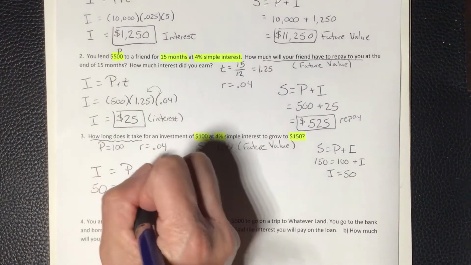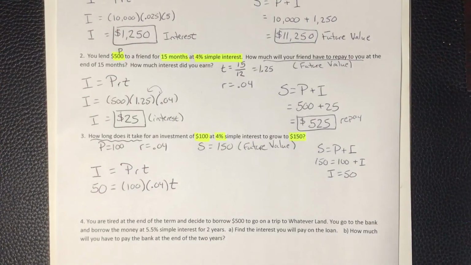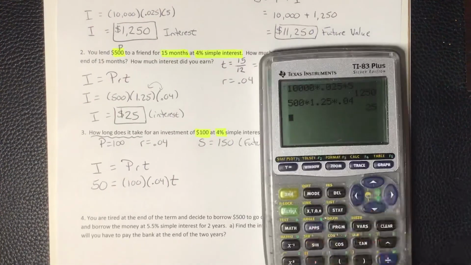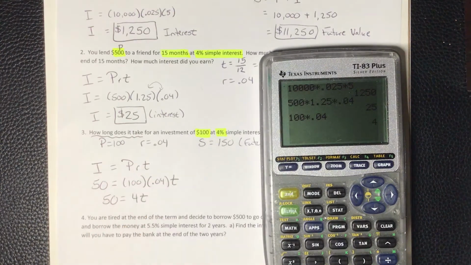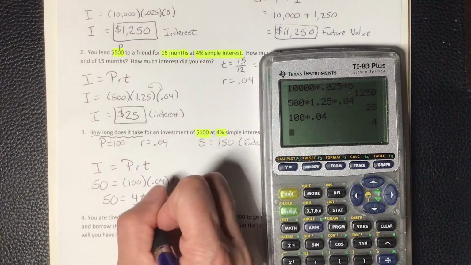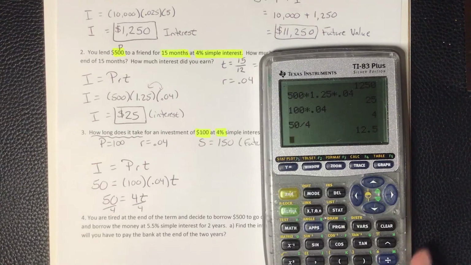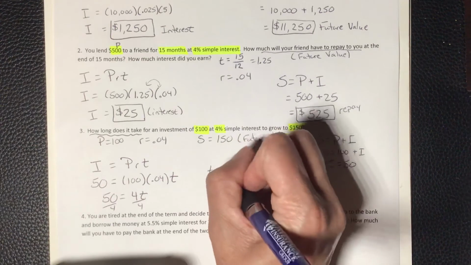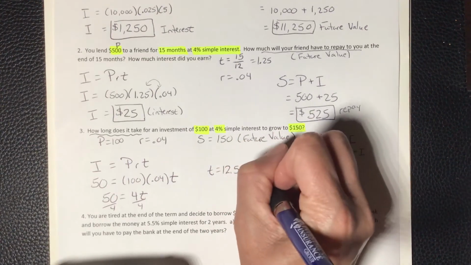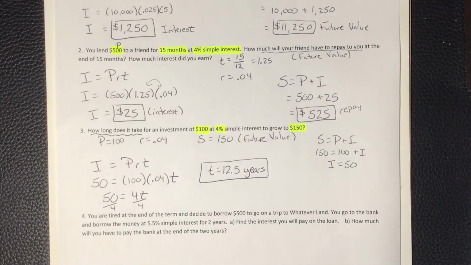I'm going to put the 100 times the 0.04, but I don't know the time, so I'm going to put the time here. All right, so if we multiply 100 times 0.04, that just gives us 4. So I get 50 equals 4t, and then if I divide both sides by 4, 50 divided by 4 gives me 12.5. So t comes out to be 12.5, and remember that is going to be years. So if you're starting with a very small amount of money, it's going to take a really long time for you to make that $50.